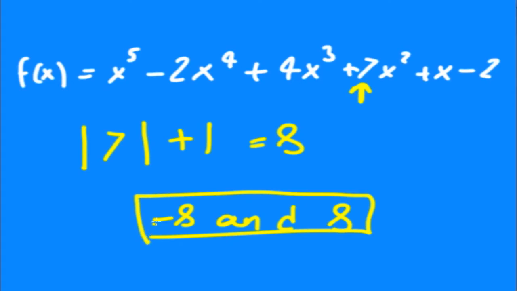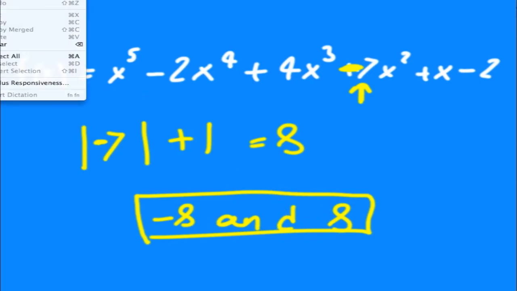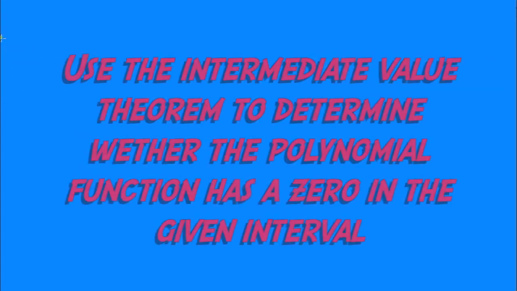Those are your bounds. If this was a -7, you would take it down. The absolute value of -7 is always positive, so it turns into a positive, and you still get 7 plus 1 equals 8, so -8 and 8. That is your bound. Okay, that's the way you solve bound problems.